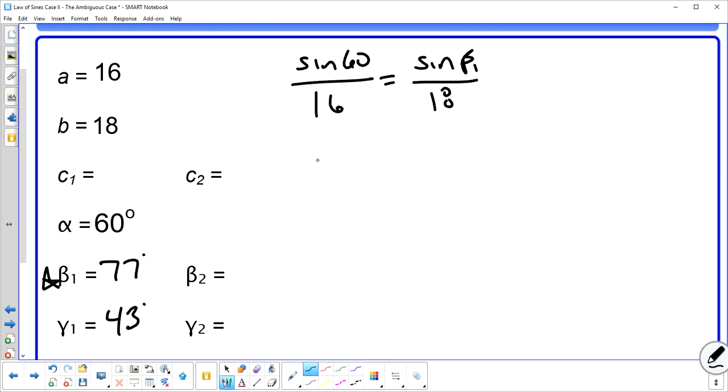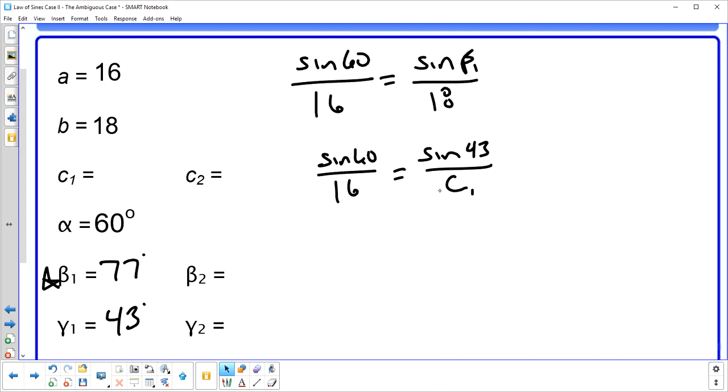And then we can find C1 by saying sine of 60 over 16 equals the sine of 43 over C sub 1. Follow your order of operations, solve your equation. So you're going to need to do cross multiplication, then divide. You'll get C sub 1 is 12.6. Again, makes sense. Biggest angle, opposite biggest side, middle, middle, and smallest, smallest.